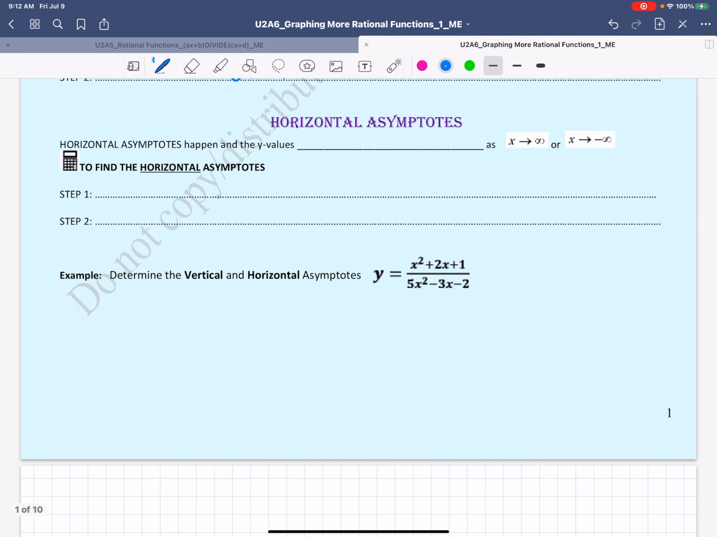Horizontal asymptotes stem from the fact that y values will approach a specific value as x approaches either positive or negative infinity. And that won't allow the function to go beyond that value, and that creates a limiting value for y, and that's the asymptote. So approach a specific value, we said. Now, how do we determine them?